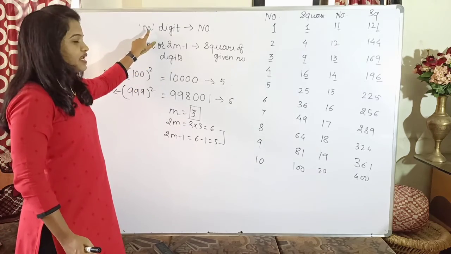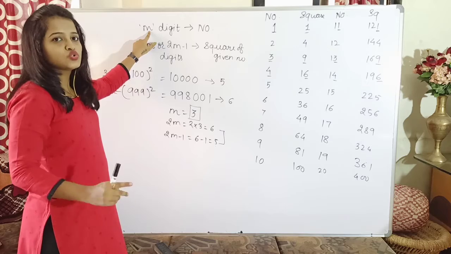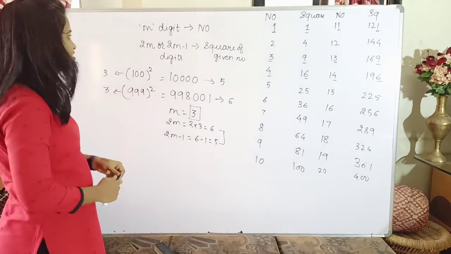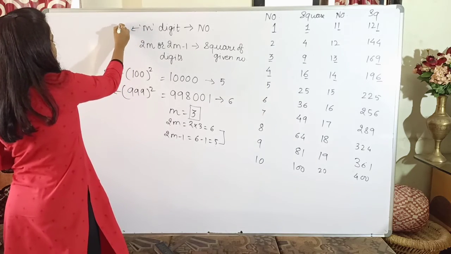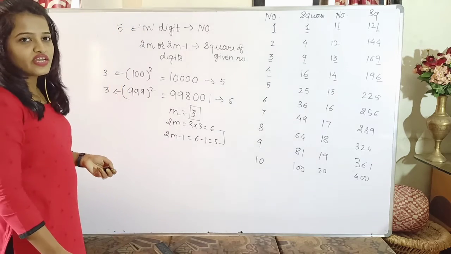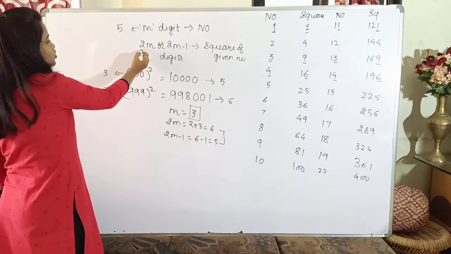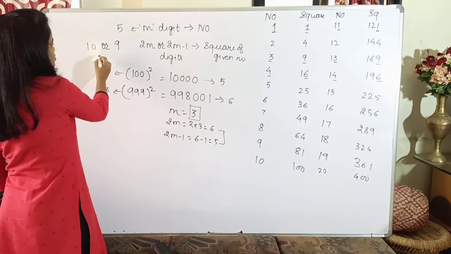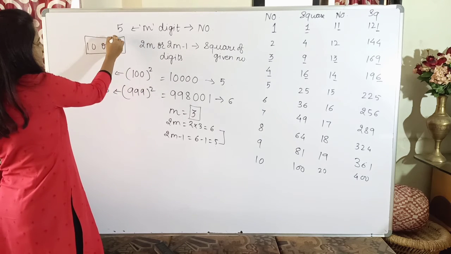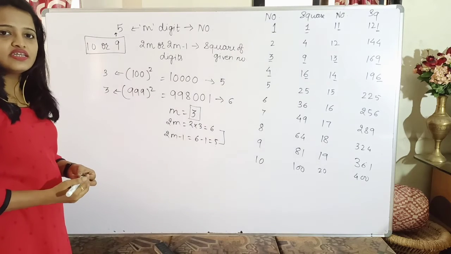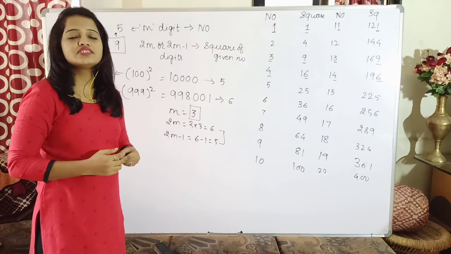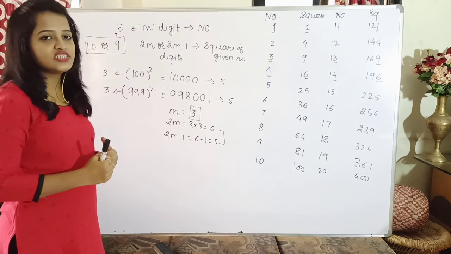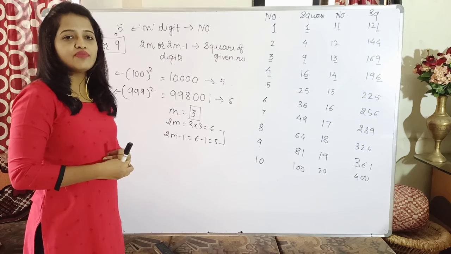So hence, if there are m digits in the given number, the square will have 2 times m or 2 times m minus 1 digits. Let us consider one more example. Suppose there are 5 digits in the number. If there are 5 digits, its square will have 2 into 5, that is 10, or 10 minus 1, that is 9. So the square of a 5-digit number will have either 10 or 9 digits in its square. So that is the next property, telling you how many digits will be there depending upon the number of digits.